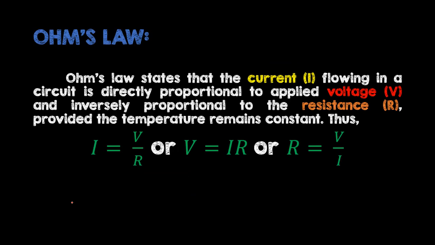Okay, let's proceed to one of the most important lessons in electrical circuits, Ohm's law. Ohm's law states that the current I flowing in a circuit is directly proportional to the applied voltage V and inversely proportional to the resistance R, provided the temperature remains constant. Thus, I is equal to V over R, V is equal to IR, and R is equal to V over I. Another way to easily memorize Ohm's law is this one.